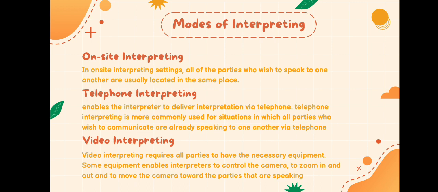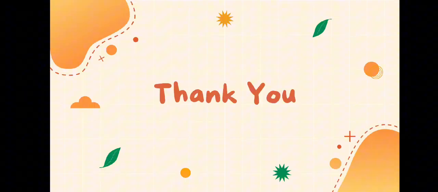Next is video interpreting. Video interpreting requires all parties to have the necessary equipment. Some equipment enables interpreters to control the camera, to zoom in and zoom out, and to move the camera toward the parties that are speaking.